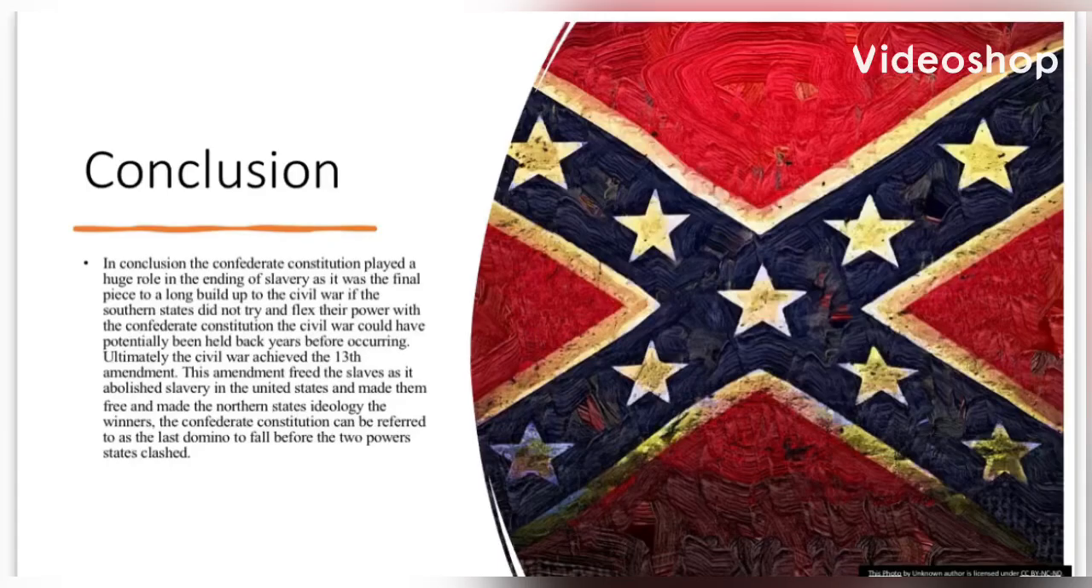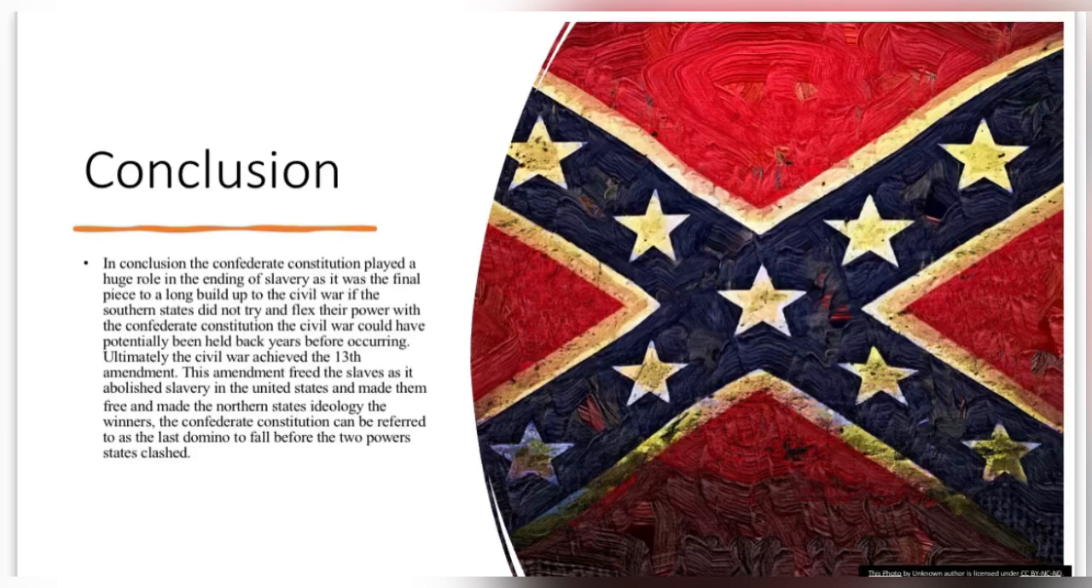In conclusion, the Confederate Constitution played a huge role in the ending of slavery, as it was the final piece to a long build-up to the Civil War. If the Southern states did not try and flex their power with the Confederate Constitution, the Civil War could have potentially been held back years before occurring.